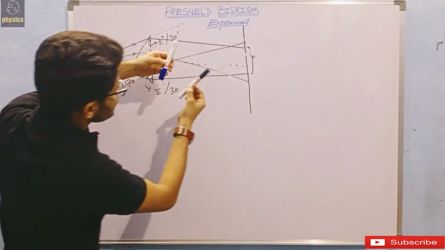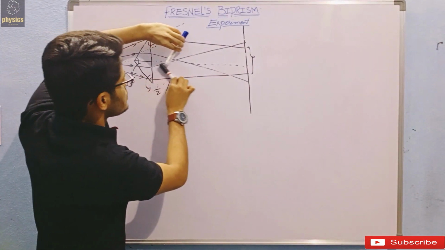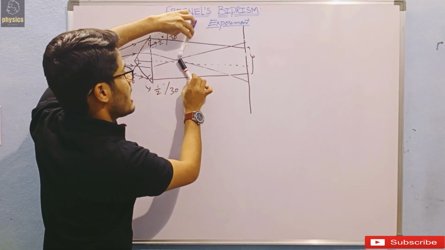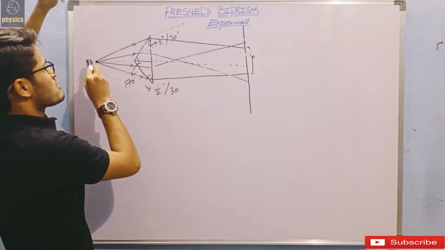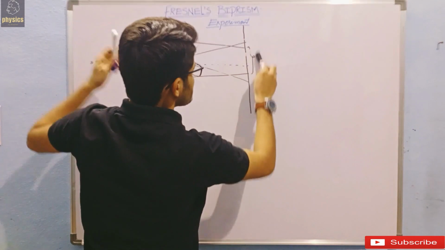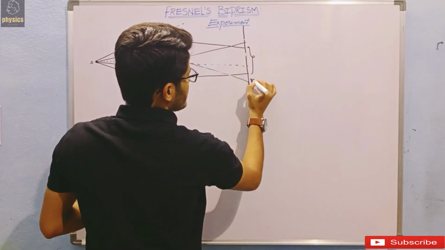Okay, so that's how you have created two individual sources which have the same wavelength, the same frequency, and they are in phase. Why? Because they came out from the same source. So that's how they will meet in this region. You will get the interference pattern in this region only, not here.